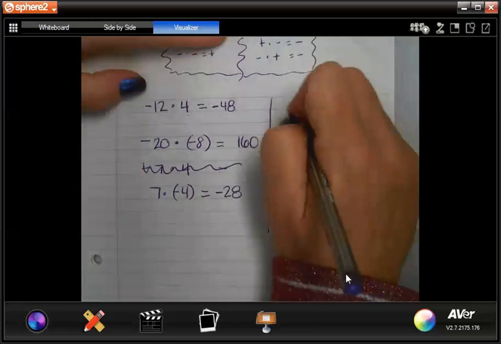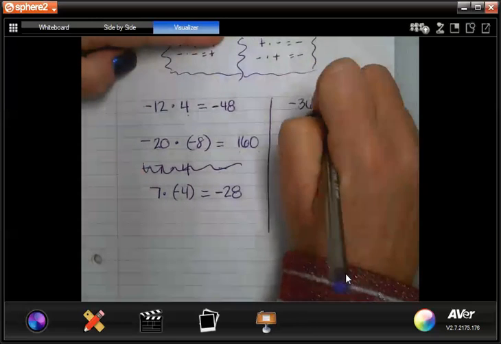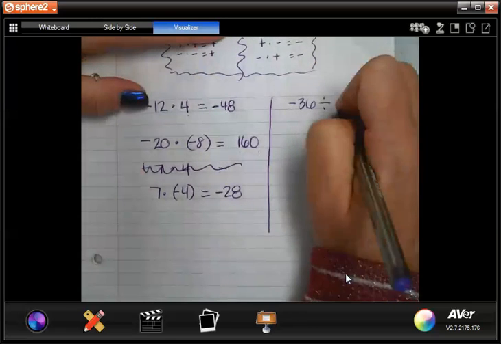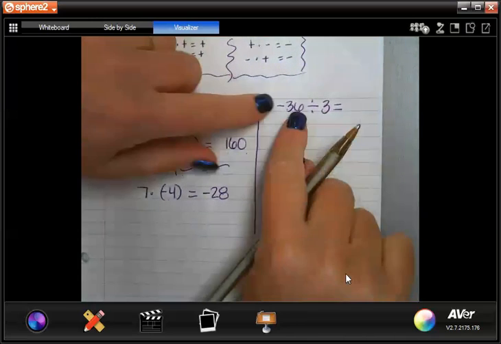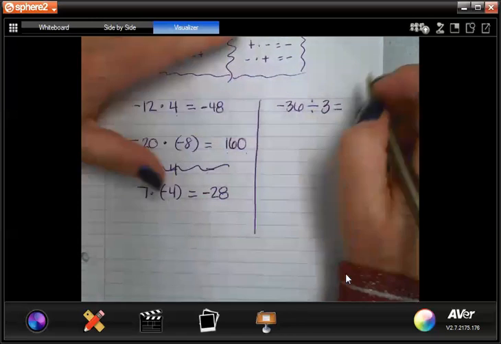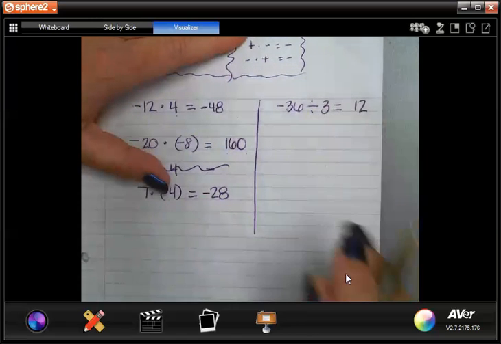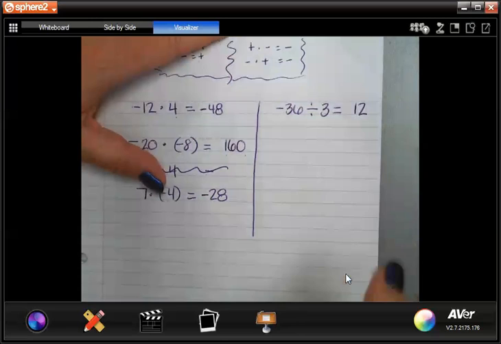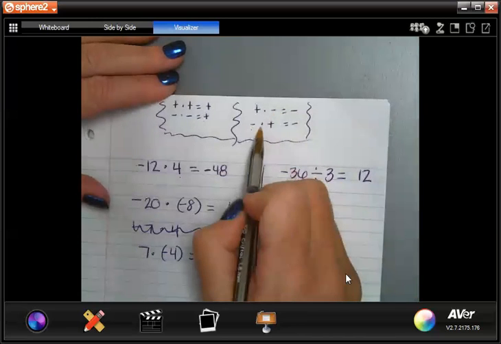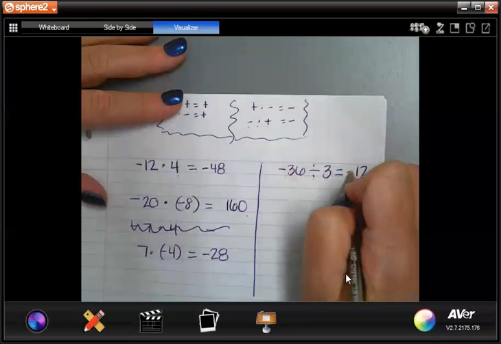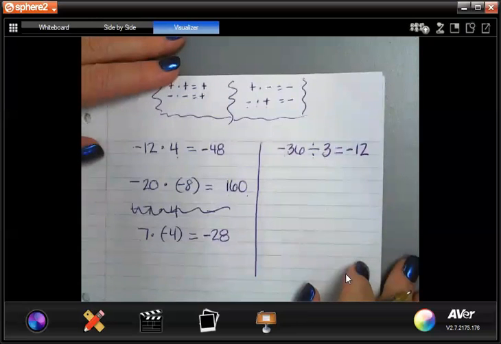So if I had -36 divided by +3, in order to solve this, we'd go 36 divided by 3, which is 12. Now go back to the sign. A negative divided by a positive is a negative. Different sign is a negative.